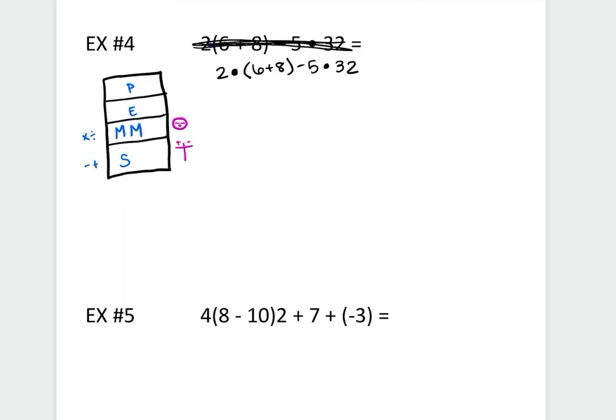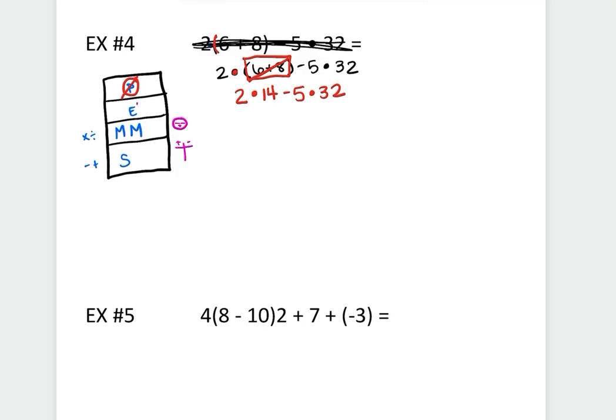So now I can go through and actually start solving. I do, in fact, have a parentheses. So we're going to put a box around our parentheses and do what's inside. 6 plus 8 is 14. I'm going to mark it out and then rewrite. I have times 2. And that's why it's important to have that multiplication from up here, because we need to know what goes in between those 2. And then I have minus 5 times 32. And I'm done with my parentheses.